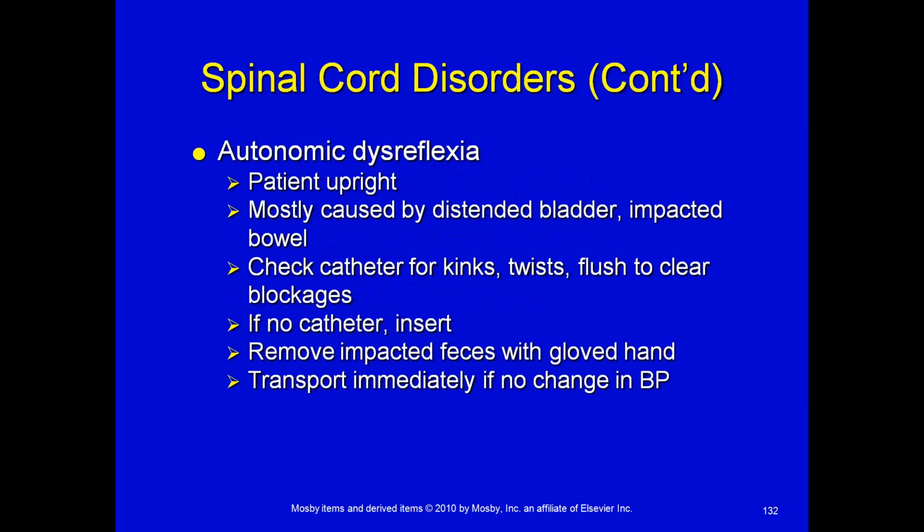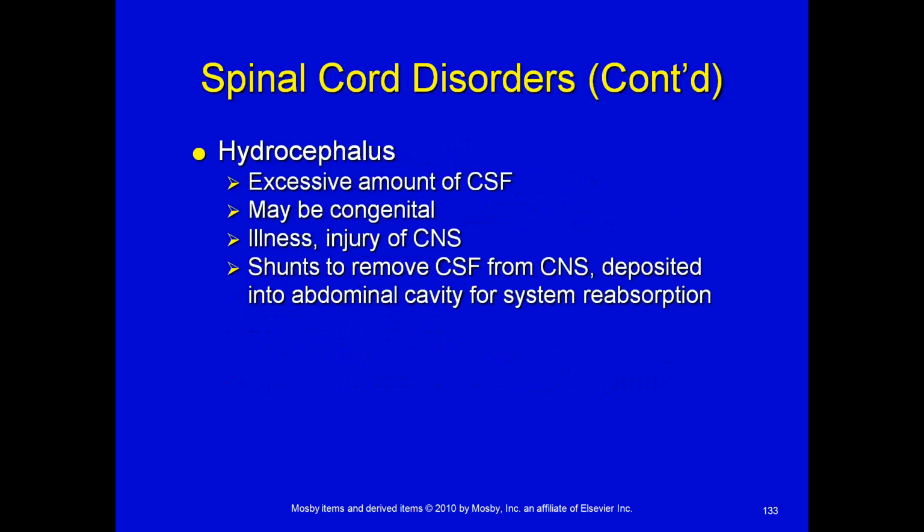If you don't have a catheter in place, then in this particular patient, you'd want to put in a Foley catheter. If they are impacted, you would need to remove those impacted feces with a gloved hand and then transport immediately if there is no change in blood pressure.